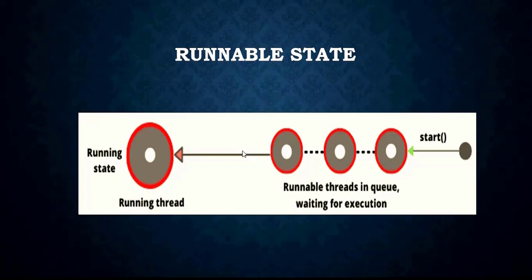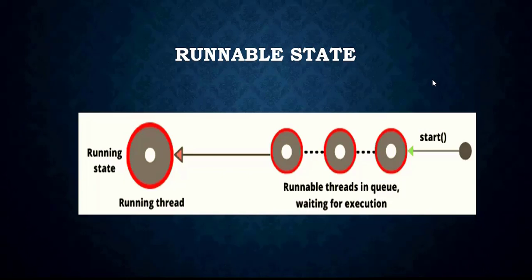The second state is the runnable state. So what is the runnable state? Runnable state means a thread is ready for execution. When the start method is called on a new thread, the thread will enter into the runnable state. Initially the thread is created, and we call that a newborn thread. Then from there we use the start method so that the newly created thread will enter into the runnable state.